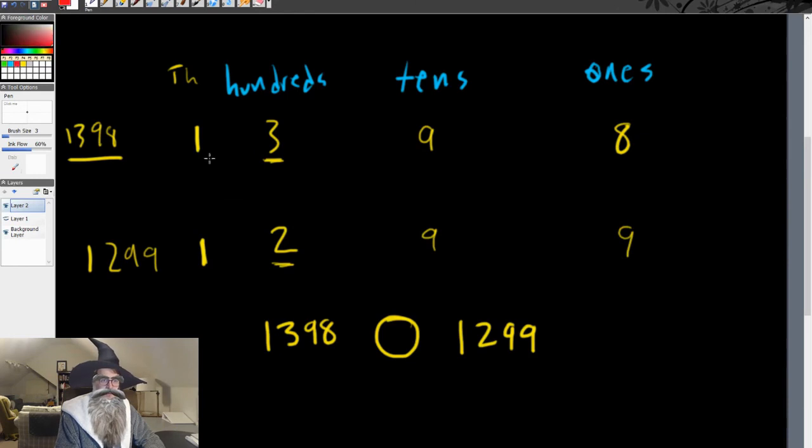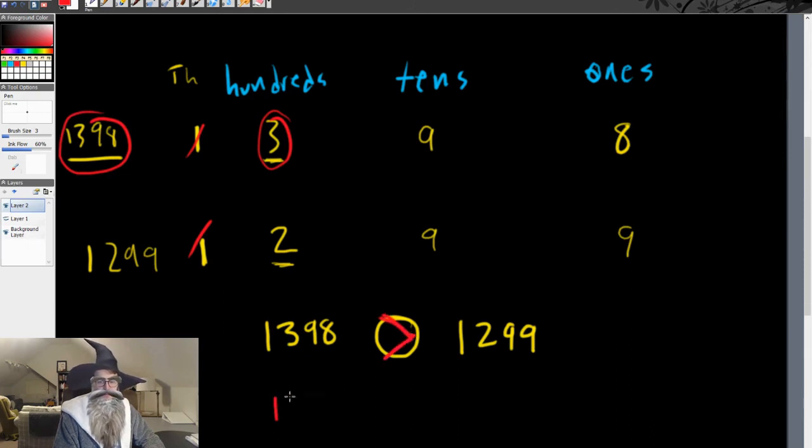Like we did with that one before, thousands are the same, so I'm going to cross it out. These two are different, though, and the 3 is larger, meaning that 1,398 is the greater number. So again, we're going to have the greater than symbol.